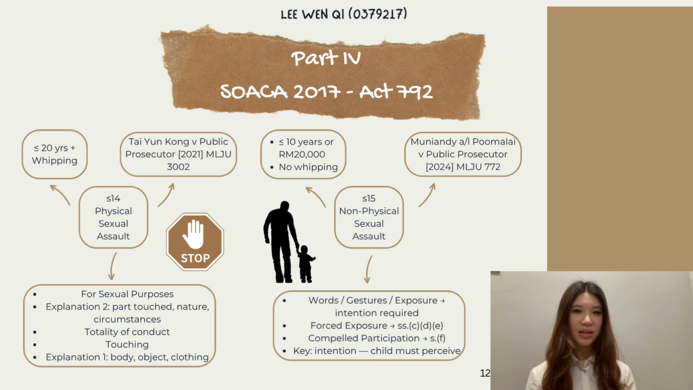The nature of the contact, and all surrounding circumstances. In Tai Yun Kong and Public Prosecutor, touching the victim's knee and thigh became sexual when viewed together with the accused masturbating and ejaculating in front of them.